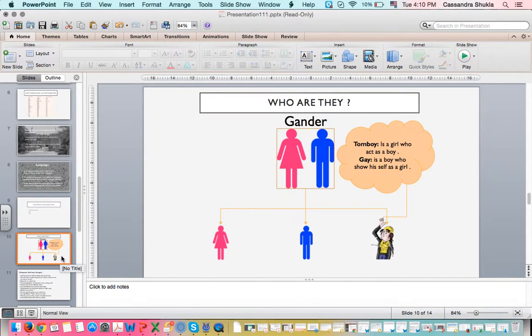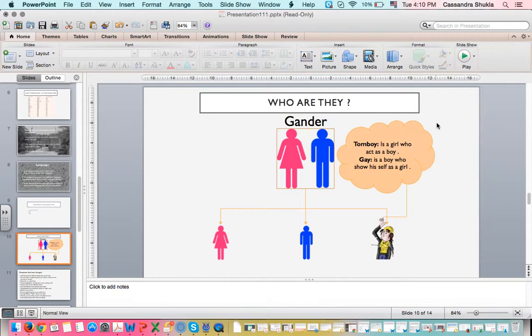Now, when you go to this one, it's really interesting. I don't know if you have a typo here, so I'm not sure what gender is. I think you could mean gender. Gender is whether you identify as being feminine or masculine. And then you have sex, which is whether you were born feminine or masculine. And then you have tomboy, a girl who acts like a boy. And then gay, a boy who shows himself as a girl.